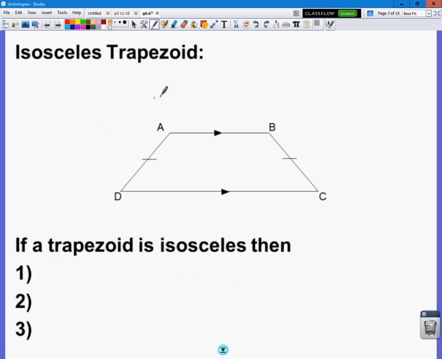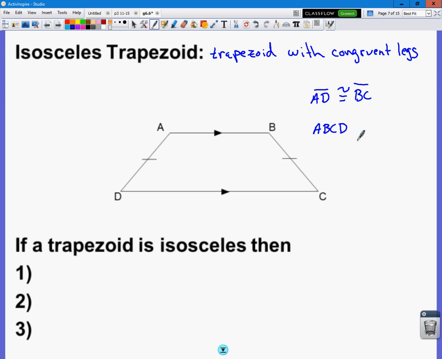An isosceles trapezoid. Very similar to an isosceles triangle. First off, it is a trapezoid, and it will be with congruent legs. If we notice, segment AD is congruent to segment BC, which means that ABCD isn't just a trapezoid in this case, it is an isosceles trapezoid.